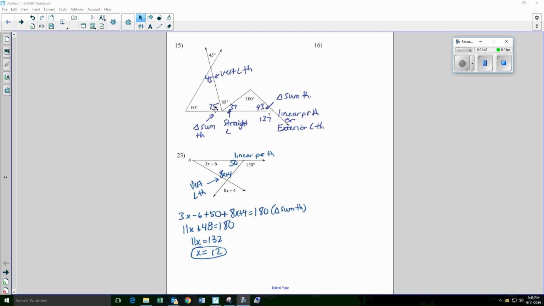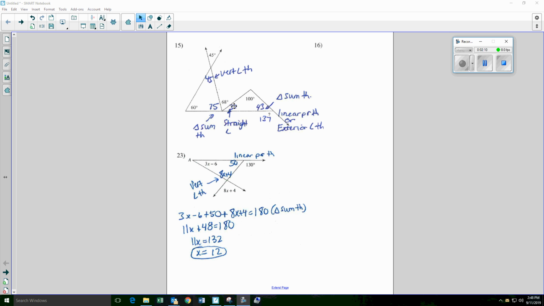So now I have this one. Now I'm able to find this one by the straight angle theorem, or a straight angle. A straight angle adds to 180 degrees. Remember, here we have a straight angle. Right here, a line. A line is a straight angle, 180 degrees. So 75 plus 68 plus x equals 180 degrees. And I solve that for x, and I get 37 degrees.